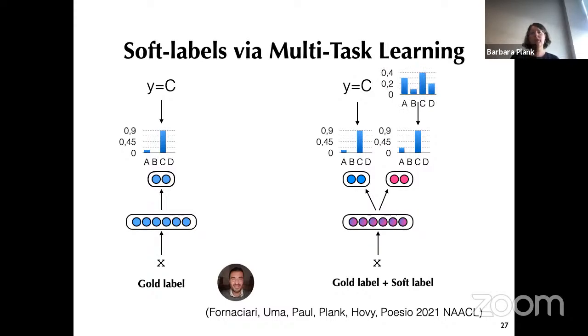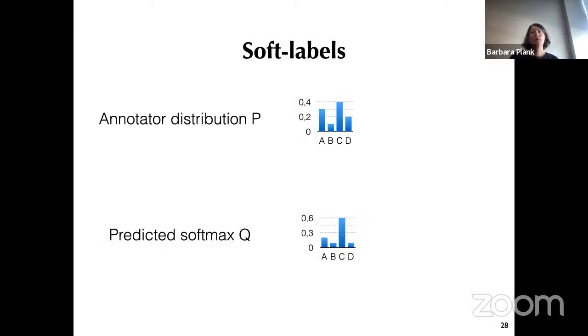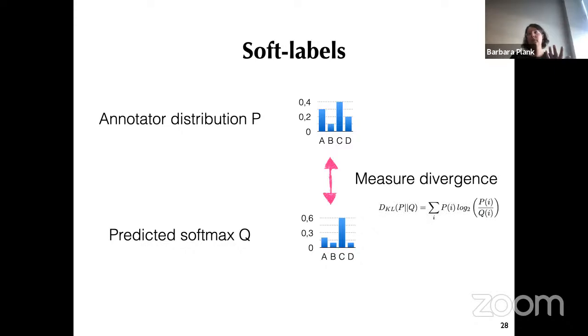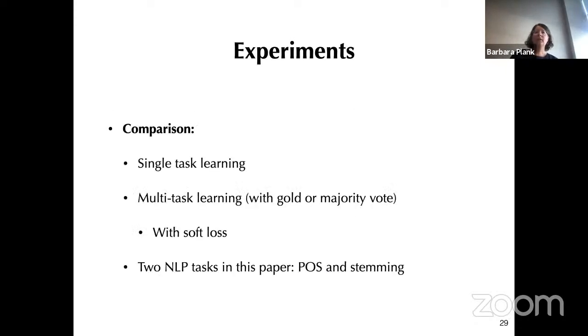And now the question is, okay, how do we measure this disagreement? There are several ways. You could just look at the cross entropy between the two. But what we proposed here is, in fact, taking the predicted and the annotated distribution and measuring the divergence, for instance, like the Kullback-Leibler divergence between the two, which is related to the softmax cross entropy. So how did this work?